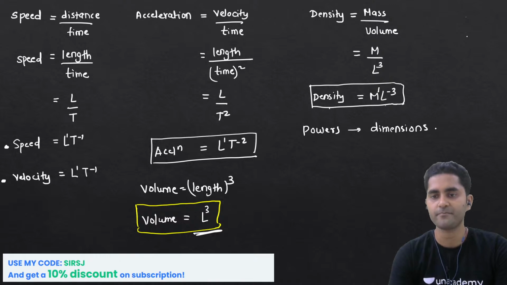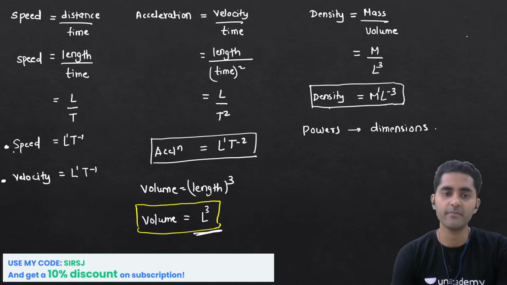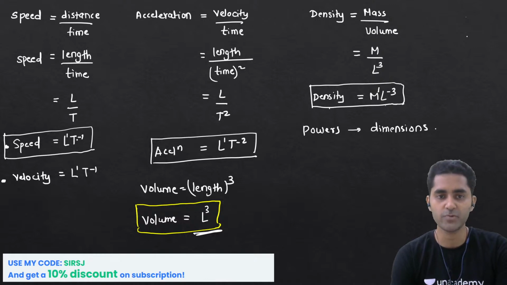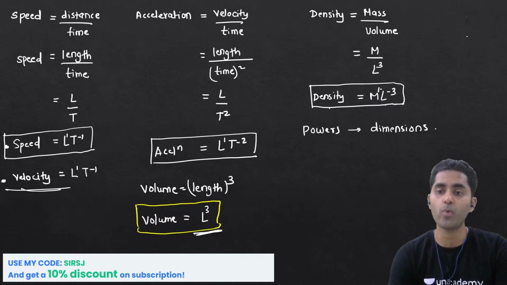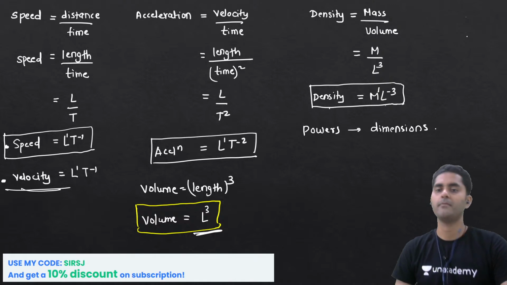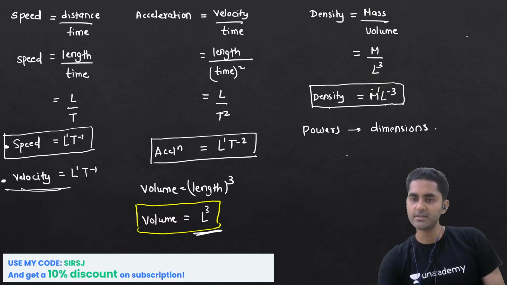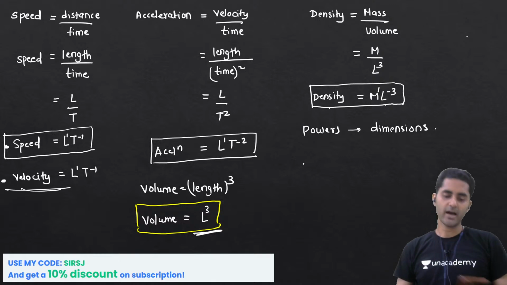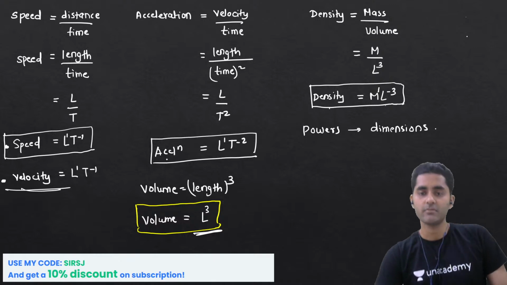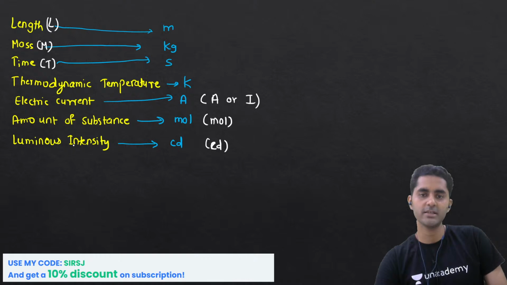So I can say that the dimension of speed is 1 in length, -1 in time. Dimension of velocity is 1 in length, -1 in time. Acceleration is 1 in length, -2 in time. What is the dimension of volume? It is 3 in length. Dimension of density is 1 in mass and -3 in length. So these powers that you can see are nothing but dimensions, and you have to tell how these quantities depend on the fundamental quantities.